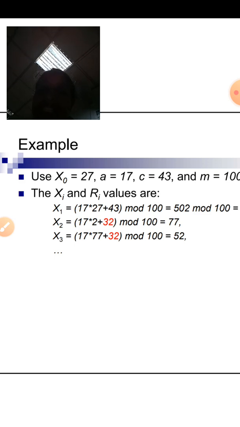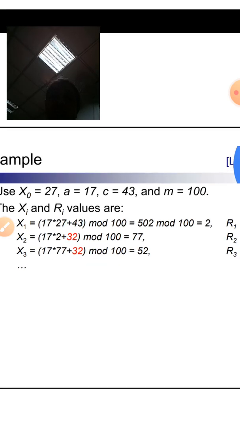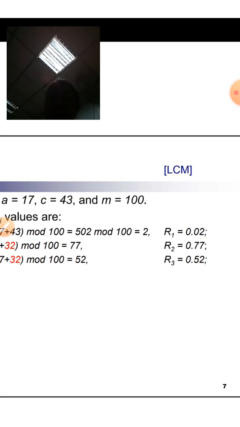It is given as a x naught plus c, mod m, the expression we discussed in the previous slide. So a is given as 17, x naught is given as 27, plus c is 43, which is a constant increment I had taken for the very first number. 43 mod m, that is 100, I get 502 mod 100 is 2. So the first random number, R1, is 2 by 100.